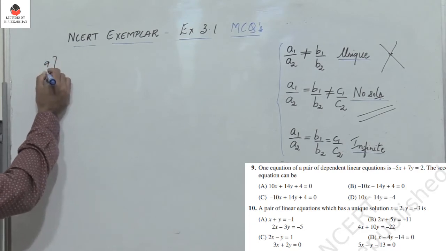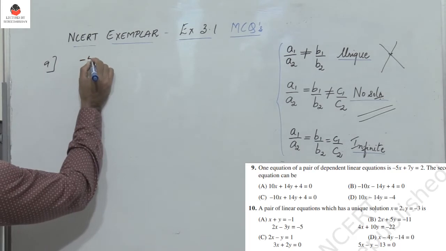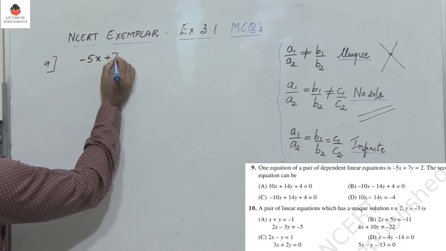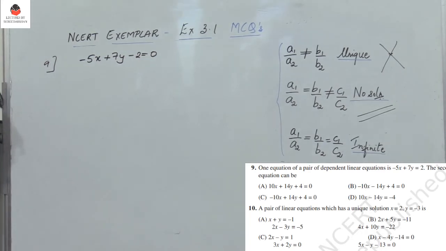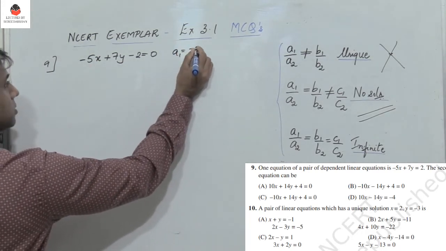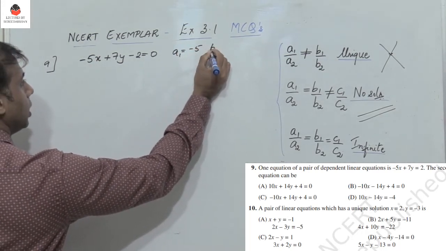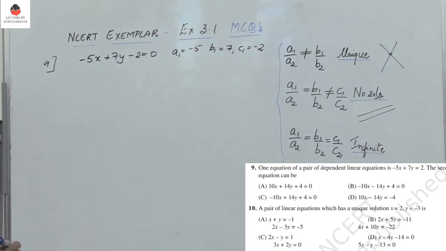Question 9. One equation of a pair of dependent linear equations is minus 5x plus 7y minus 2 equal to 0. Now what can be the other equation? Now let us consider A1 as minus 5, B1 as 7 and C1 as minus 2. So these are the values.